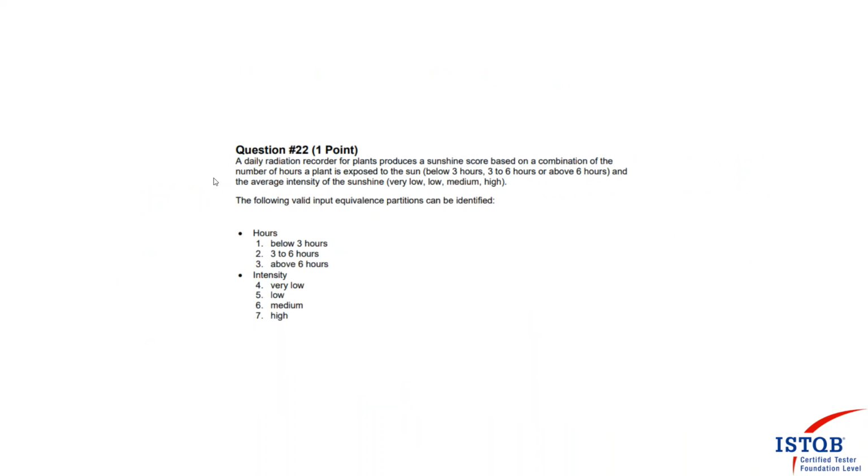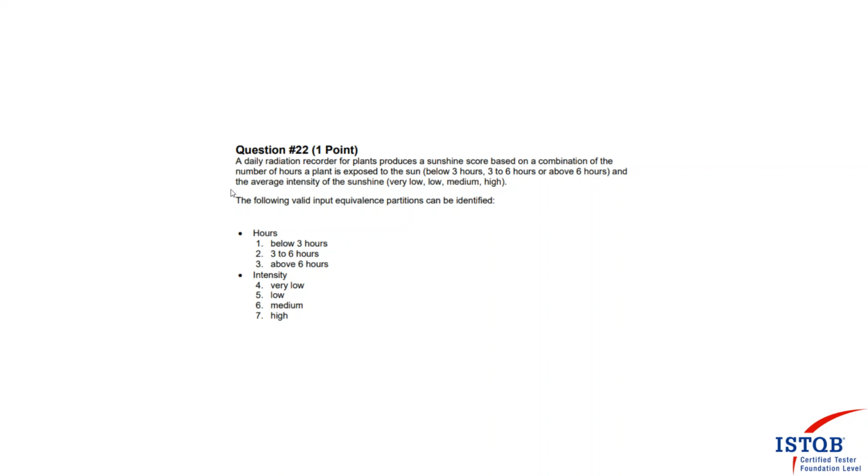Let's find out how many equivalence partitions we can define. We have 2 values based on which we can identify equivalence classes. The first one is the number of hours a plant is exposed to the sun. Values are below 3 hours, 3 to 6 hours, or above 6 hours. Based on that, we can identify 3 partitions related to the hours.